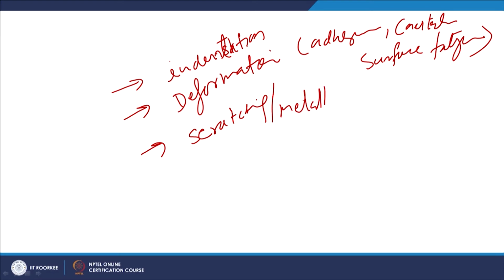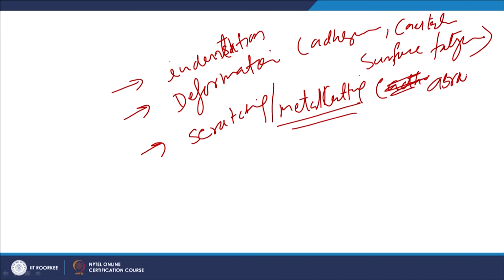Like under abrasive wear conditions, one of the mechanisms is metal cutting. If the material is very soft, then removal takes place by metal cutting. So, under abrasive wear conditions, metal cutting plays a big role. If the material is of low hardness, then it will facilitate metal cutting and a higher rate of material removal under abrasive wear conditions.